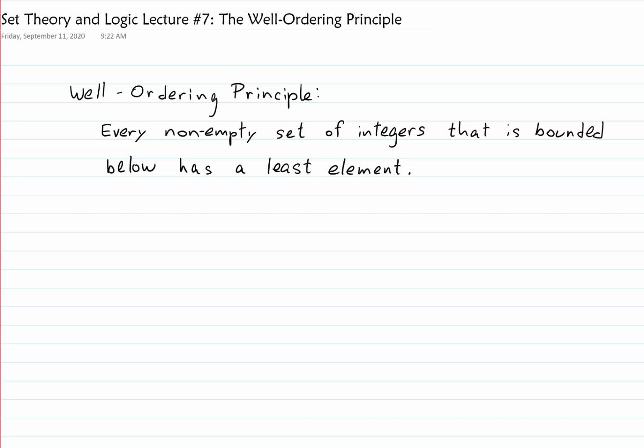So if you have a set of integers and every integer in that set is greater than or equal to some integer, then that set has to have a smallest integer. Okay? Like, for instance, I'm going to write down a set of integers that are all equal to or greater than 5. I didn't say I'm going to write down the set of all integers equal to or greater than 5. I said a set of integers that are all equal to or greater than 5.